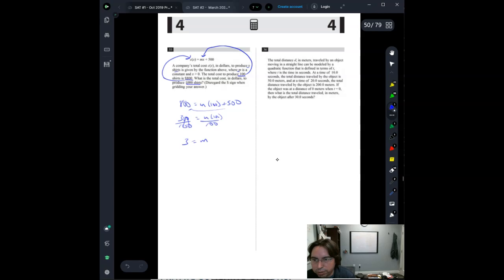So now we want to know what is the total cost for 1,000 shirts. So now our new problem is C of 1,000 equals the slope, which we already determined is 3, times 1,000 plus 500. And so that's going to be 3,000 plus 500, which the answer choice in this one is 3,500.